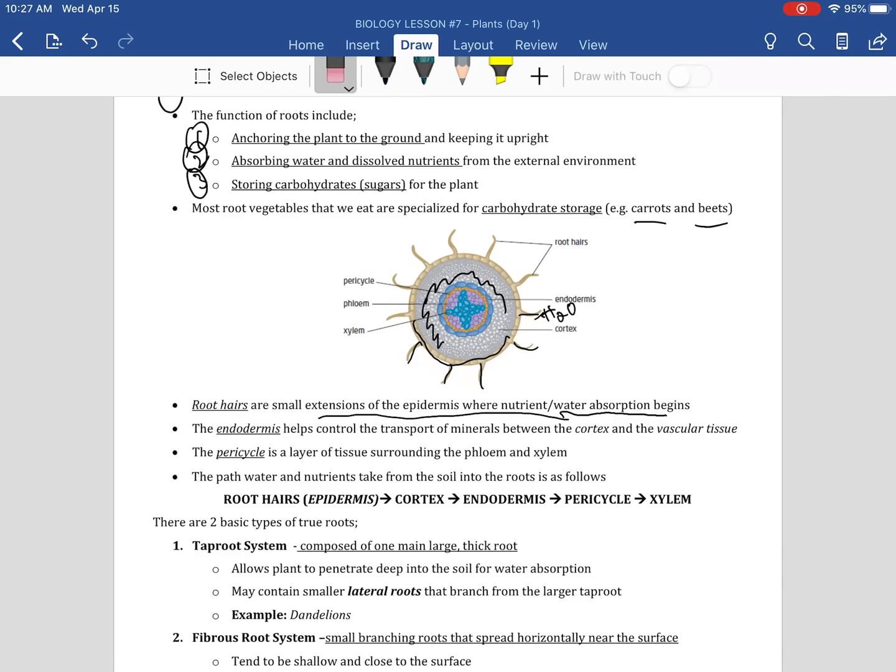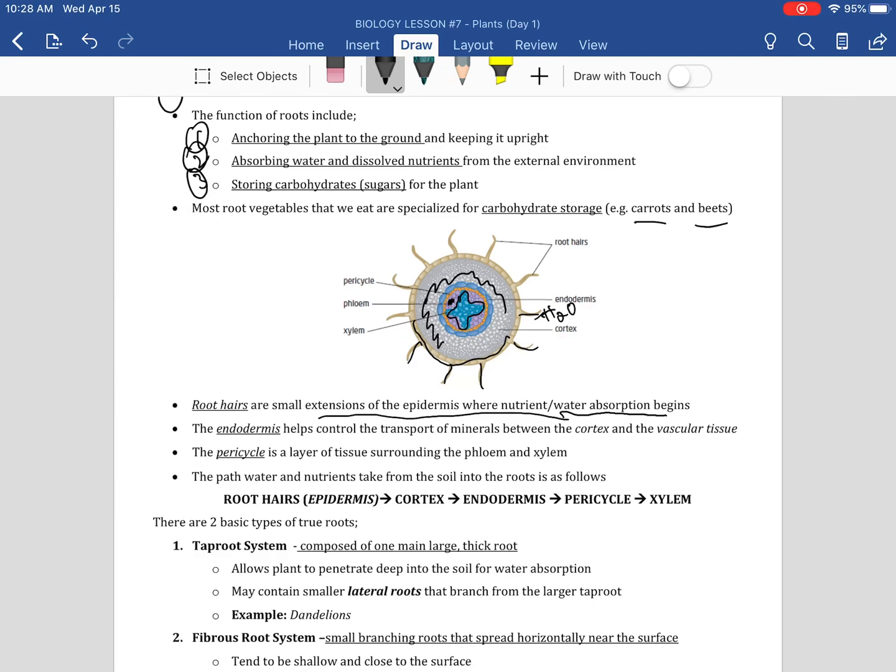All right, I'm going to erase that because I need to see a little bit clearer. The pericycle is the layer surrounding the phloem and xylem, which is that vascular bundle. So there's your phloem and there's your xylem. Okay, that's the vascular bundle. That orange ring around the phloem and xylem, that is the pericycle. That's a layer of tissue surrounding the phloem and xylem.